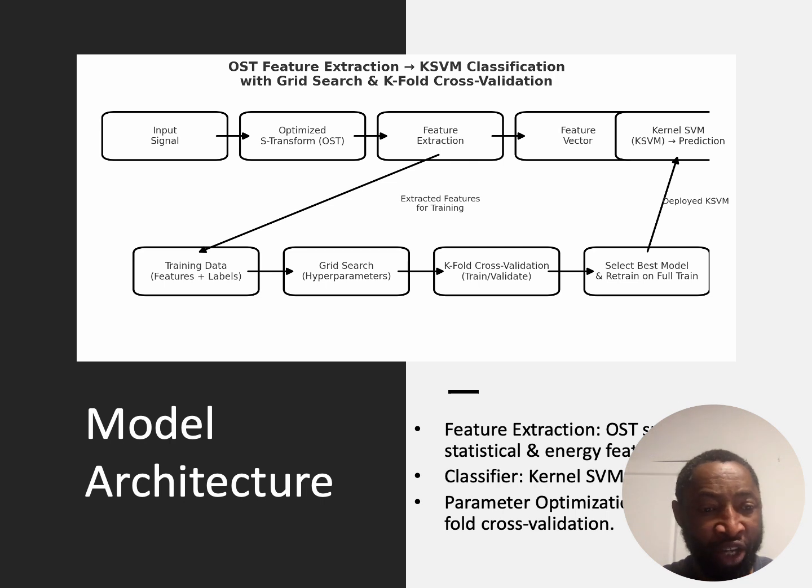The model architecture. This diagram shows the model architecture which the authors used to carry out the work. The feature extraction, like the OST, spectrogram, statistical and energy features, the classifier, which is the kernel SVM with mixed kernel, and also the parameter optimization, like the grid search and then the cross validation.